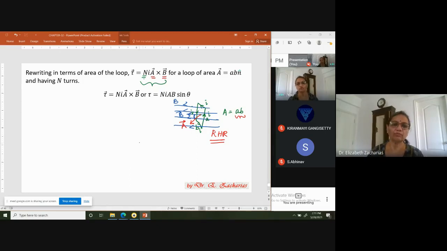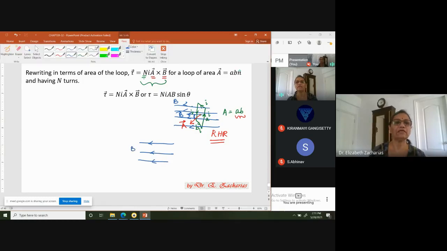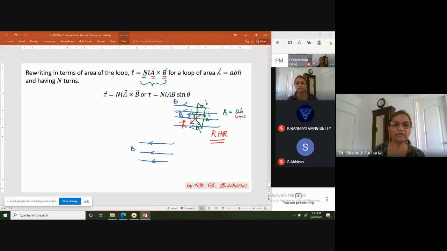So because of the torque, let's see how the final picture will look. So this is my B vector. Then finally, my loop would have turned and become like this. Okay, this would be my loop now. And if I look at my area vector, I will find that my area vector and my B vector are parallel to each other, or theta becomes 0. So this is what the magnetic field is going to do to your loop.